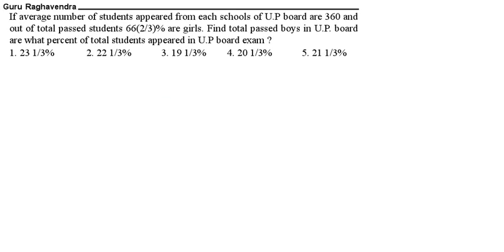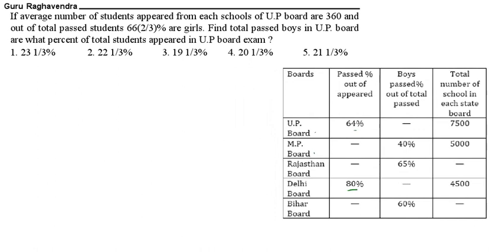53 by 66 means option 1 is the correct answer. Option 1, 53 by 66 is the correct answer. See the next question.